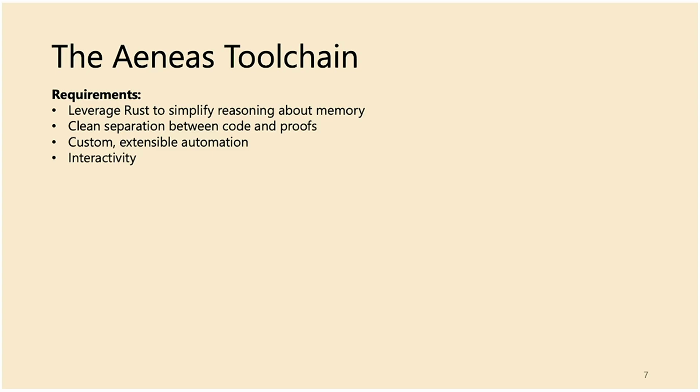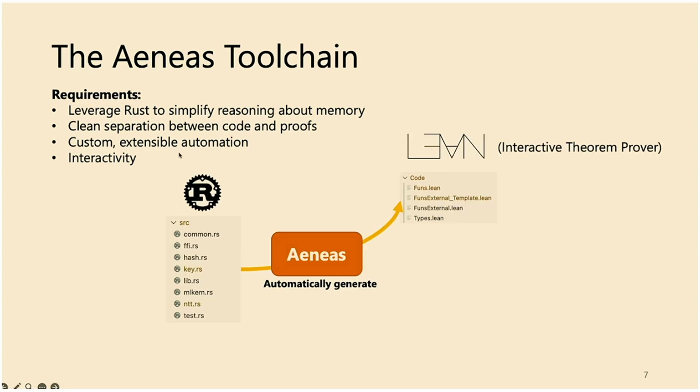So following our experience on working on Project Everest, we decided to create a new verification toolchain with the following requirements. So first of all, we decided to target Rust because it gives us memory safety out of the box, right? And also it allows us to drastically simplify reasoning about memory, and I'm going to show you that just afterwards. We also wanted to have a very clean separation between the code on one side and the proofs on the other side. We wanted to have custom and extensible automation and also a more interactive toolchain because using an SMT solver is not always very interactive. So it led to the following framework.